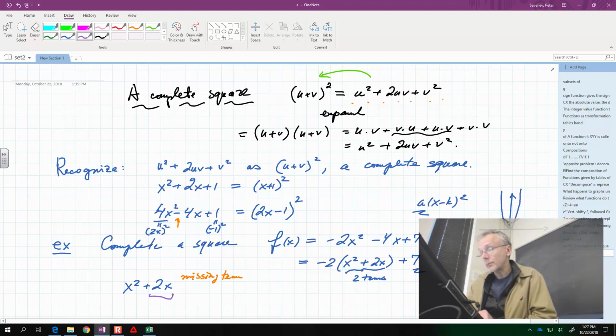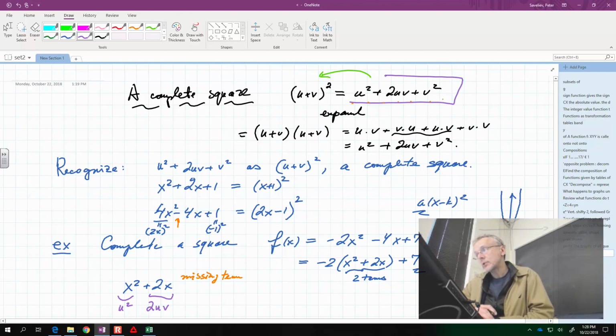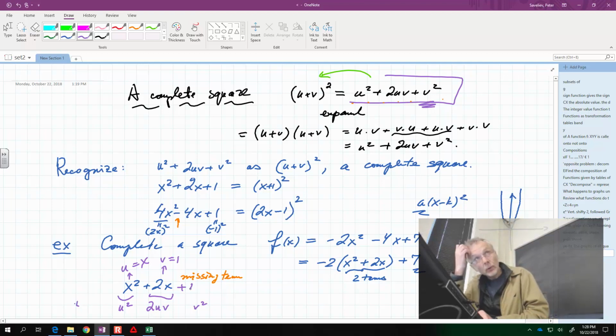Look at the middle term. This is 2uv. This is u squared. I'm pointing at this. So the first term is u squared, the second one is 2uv. You know what u is. U is x. And now you just determine what v is. What is v? 1. Once you know that, you know what the missing term is. The third one, v squared, is 1. So the missing term is 1, and that was the crucial step.